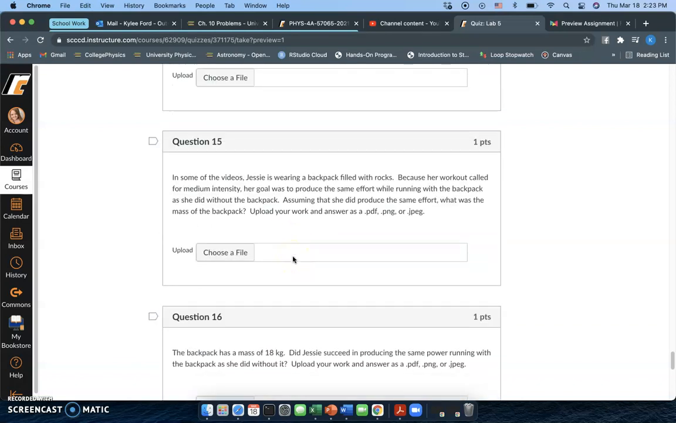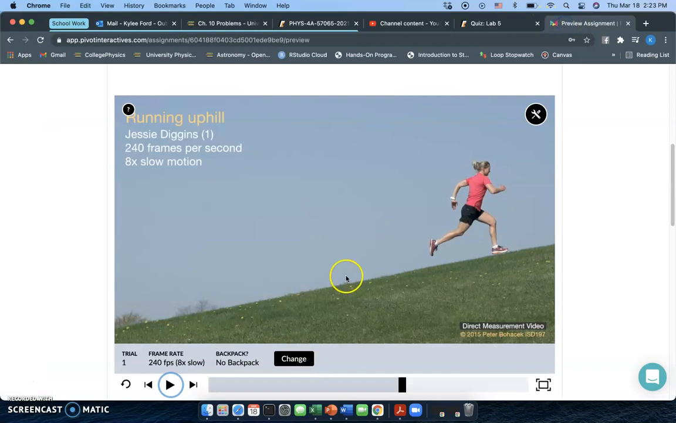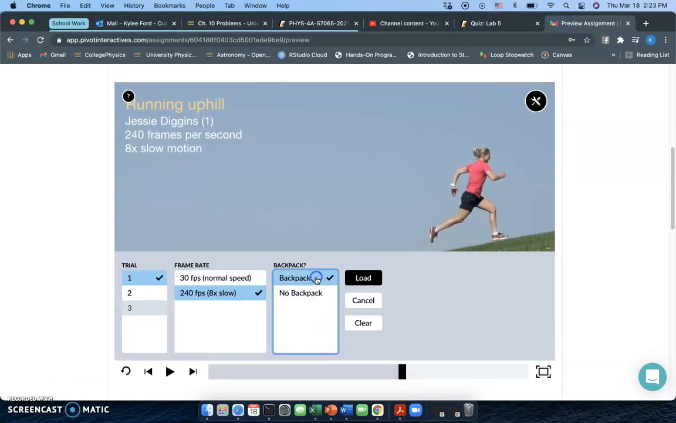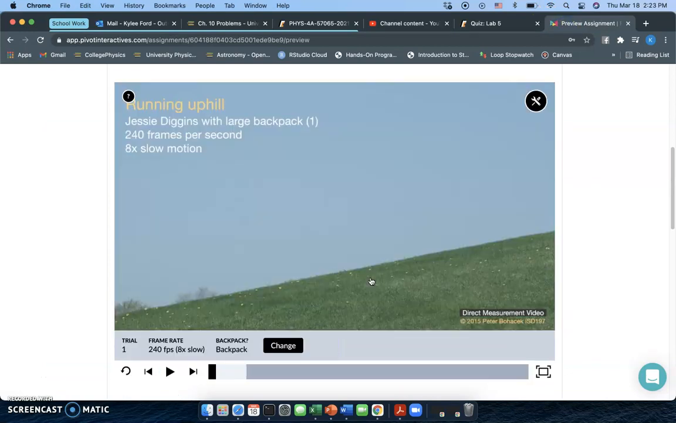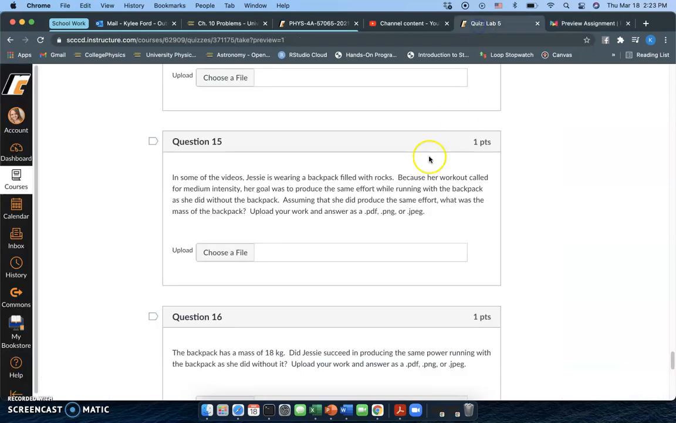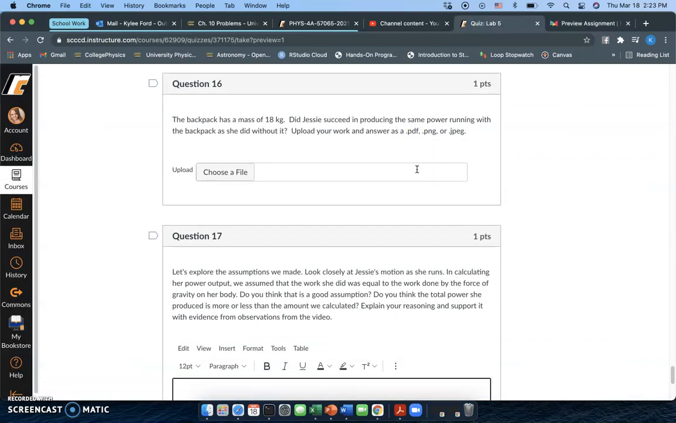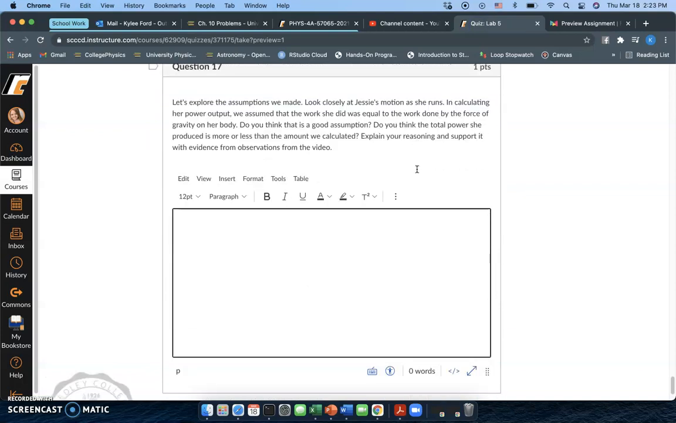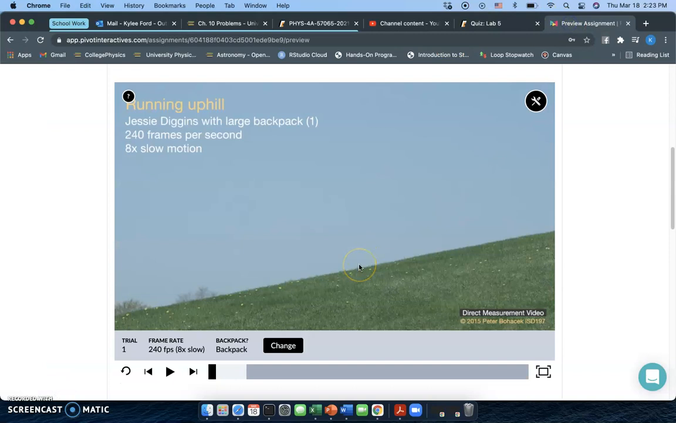Then it says, assuming she did produce the same effort, what is the mass of the backpack? So you're trying to determine the mass of this backpack given what you had just solved for, and then checking your answer and so forth. It has one more question. This one's not as in-depth as the last one, but hopefully this helps you out.